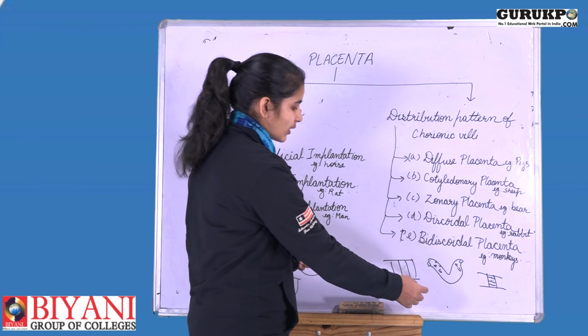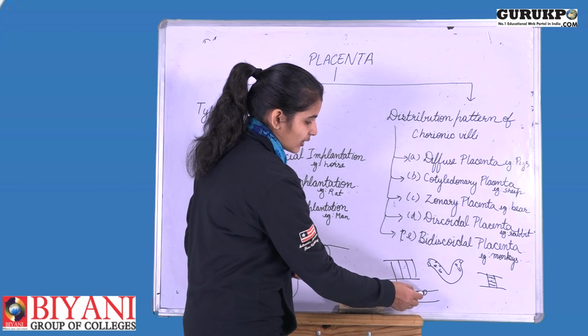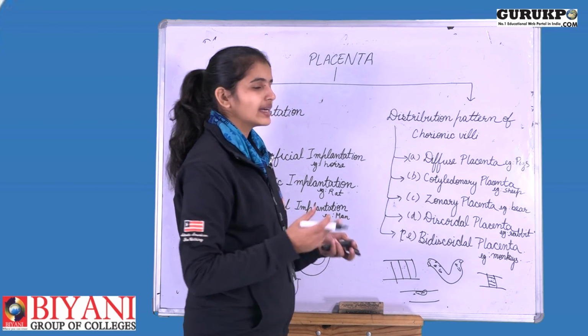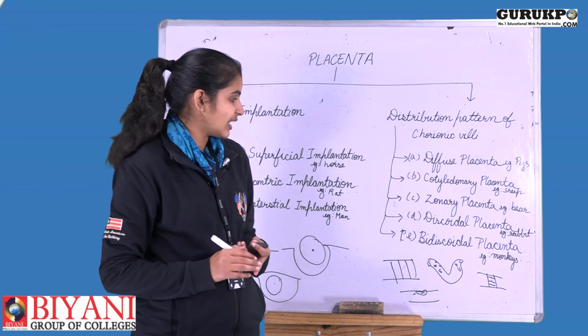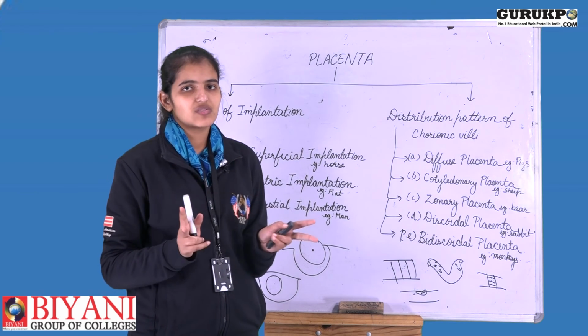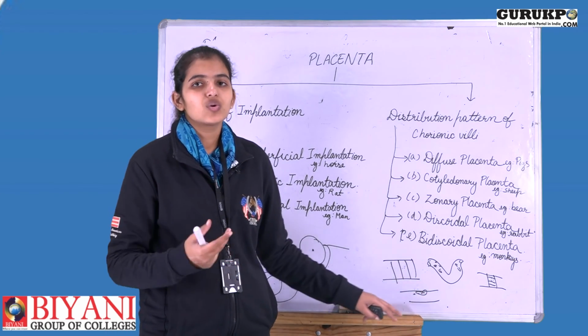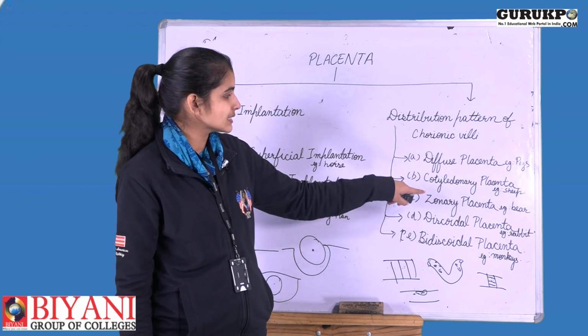Next we have discoidal placenta. In discoidal placenta, a disc will be formed, and on that disc chorionic villi will be present. Last we have bidiscoidal placenta. That bidiscoidal placenta will have villi on its discs. Bidiscoidal means two. Two discs will be formed and two places will be disc shaped where the chorionic villi will be present. Diffuse type of placenta is found in pigs.